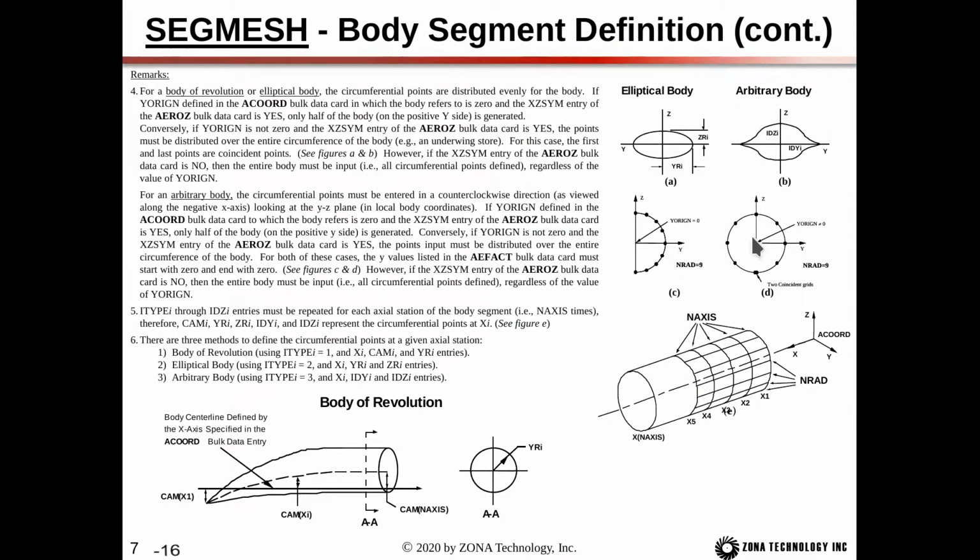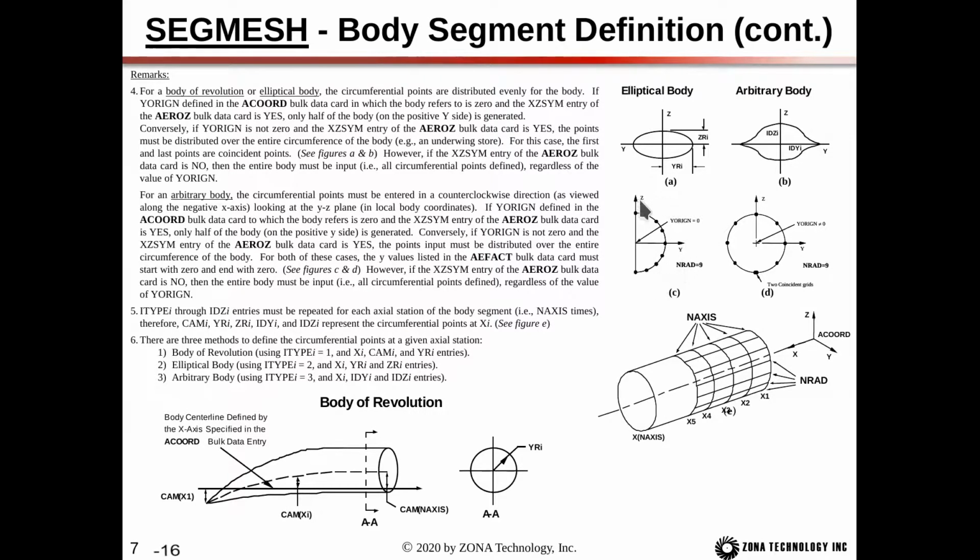Okay, these are some pictures showing our body of revolution, our elliptical body and arbitrary body. Using the body of revolution, each axial cross station is just a circle, and then you can use the camber option to vary the camber as shown here. For the elliptical body, you can get something that looks like this. So our YRI and ZRI are used like this. And then the arbitrary body, you can create something that looks like this.